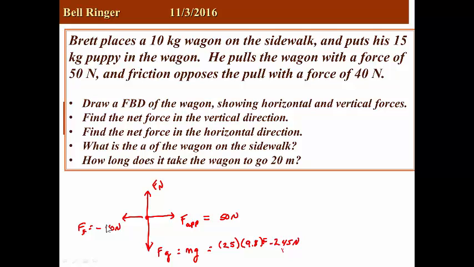For everybody else, I showed a very complicated technique on how to figure out what the normal force is. Let's just talk it through. Okay, is the wagon all of a sudden accelerating up off of the sidewalk? Is it sinking down into the sidewalk? So what is the acceleration of the wagon in the vertical direction? 0. So the net force in the vertical direction is 0. So what is the normal force?